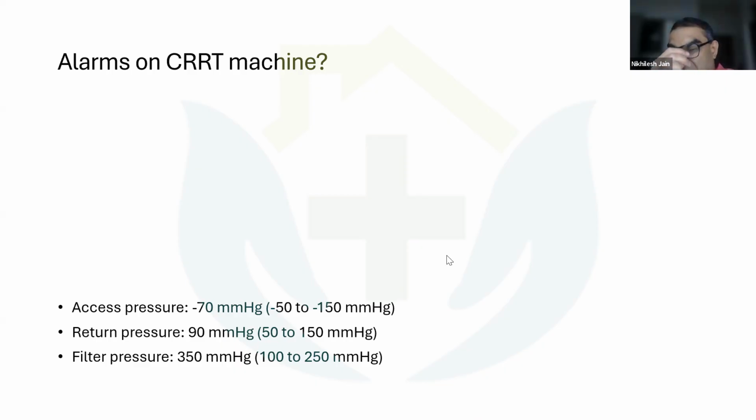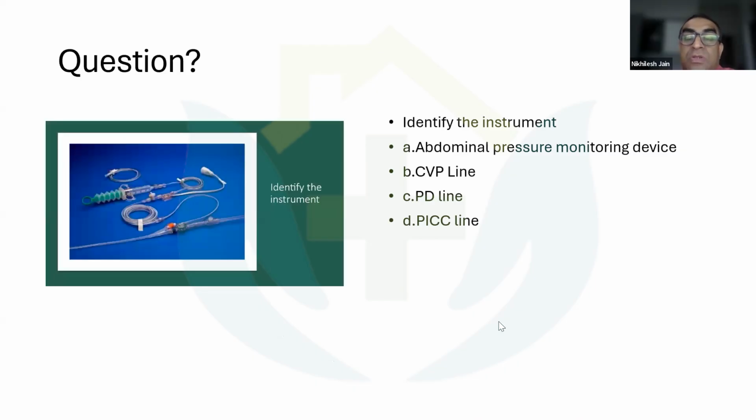Now, these are certain values that you should know. There are certain alarms on CRRT machine about what are the cutoff values for the same. You should know about that. Access pressure is -70, return pressure is +90, and filter pressure is 350. Based on that, certain questions are formed in terms of where all can you get high pressures and troubleshooting.